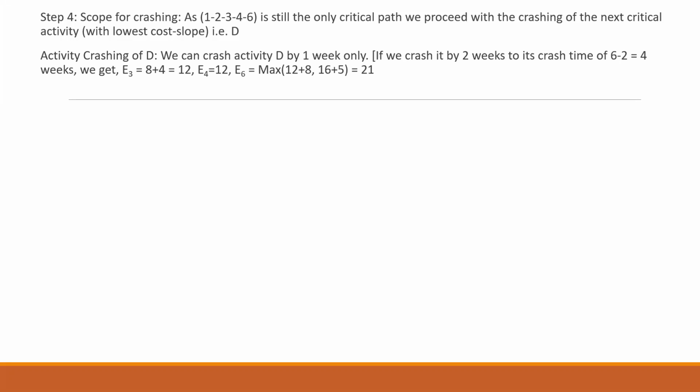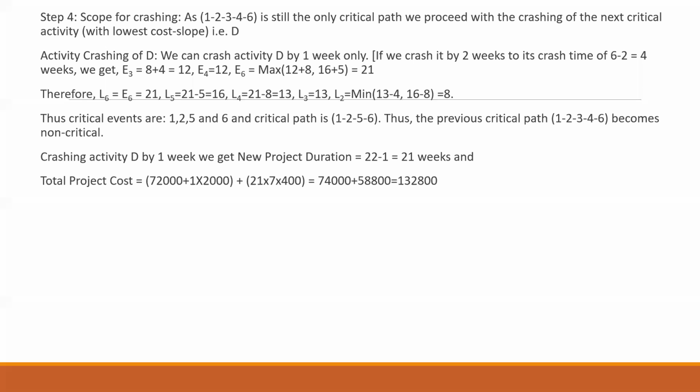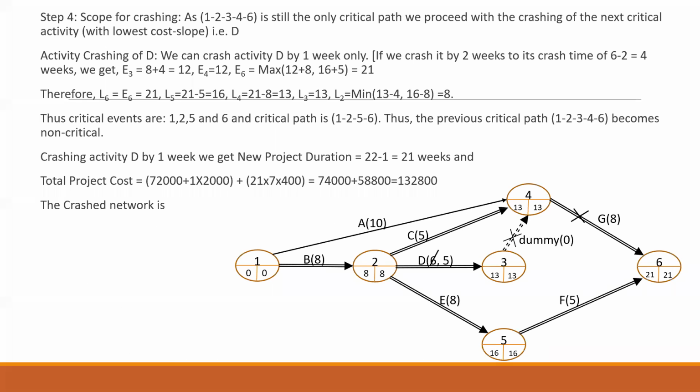Okay, for knowing whether my critical path is going to change, you need to do the calculation for your E's and the L's. In this case, because I cannot crush the activity D by 2 weeks and crushing it only by 1 week, I get the new cost again. I have to find out the new values of L's and the E's. That means you need to draw the network diagram again, find the new critical path, find the total cost again.